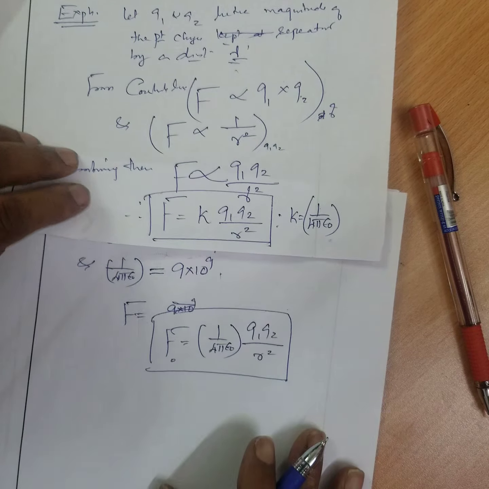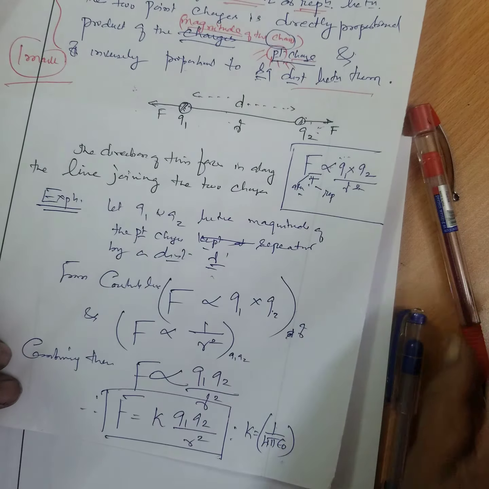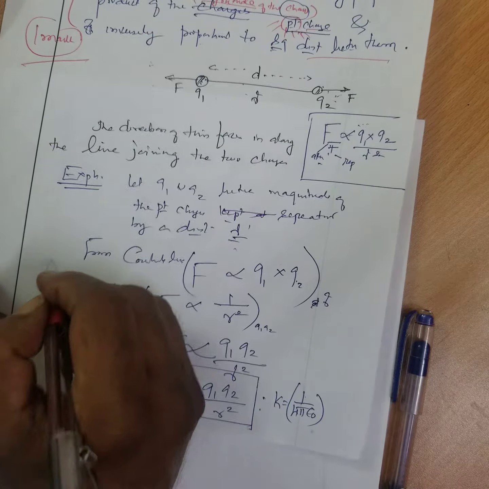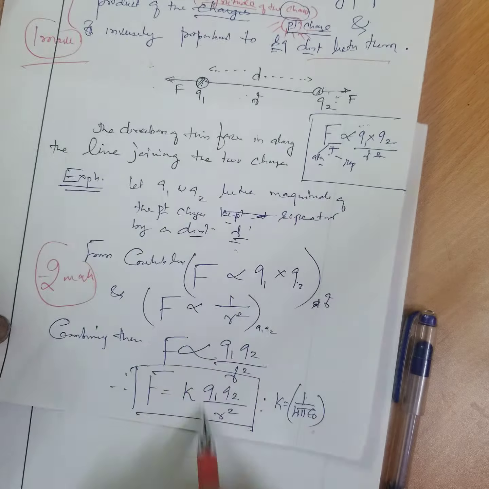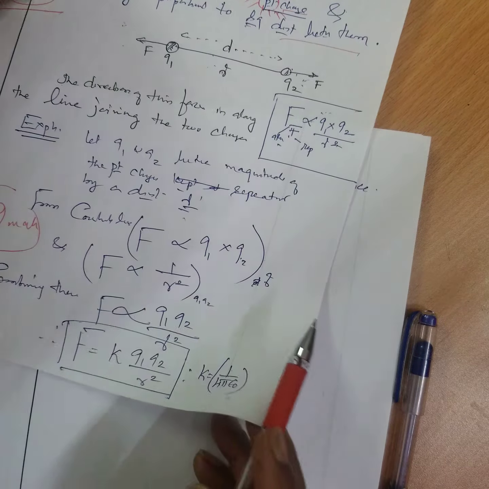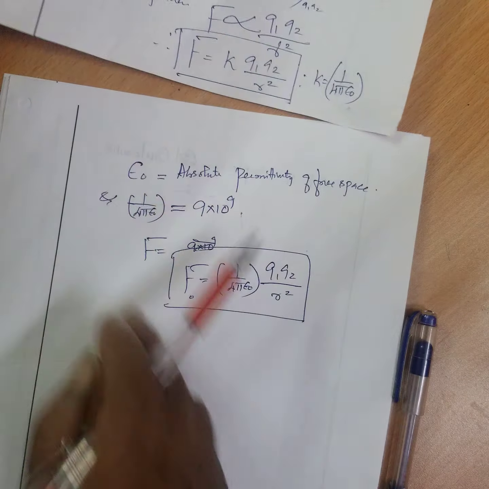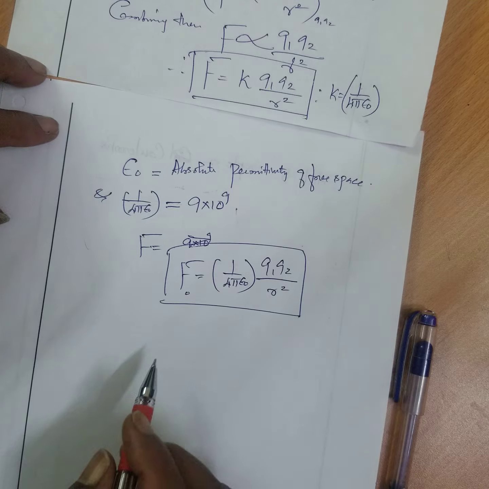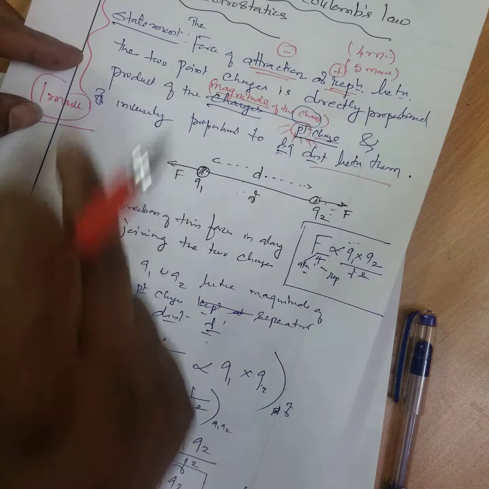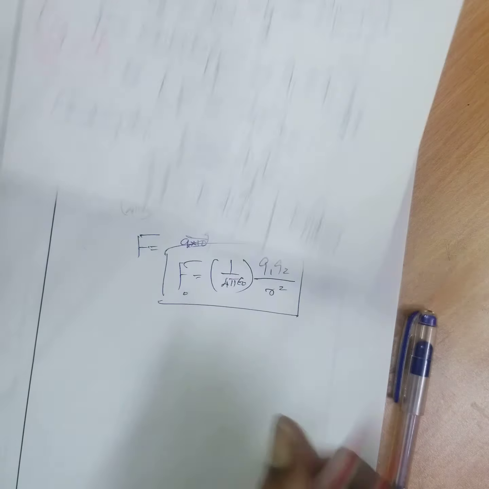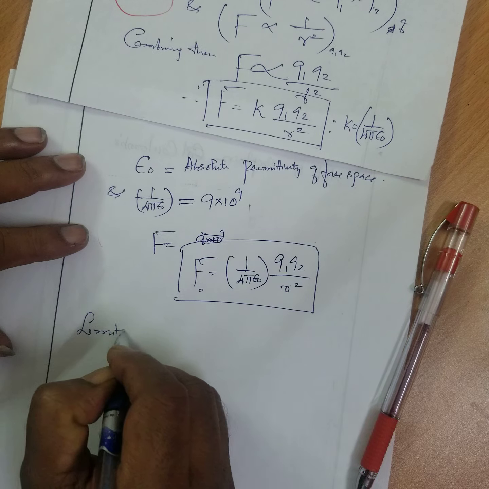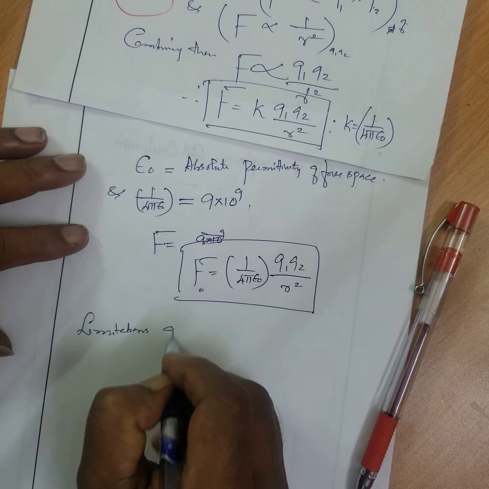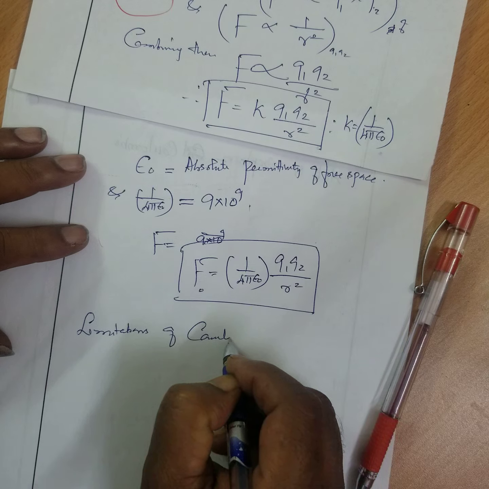Now, state and explain. For the explanation, whatever you write, they'll give 2 marks. Whatever sentences you write, up to this is full. Then what about the other 2 marks? It is a 5 marks question, no? For 5 marks, the limitation of Coulomb's law.